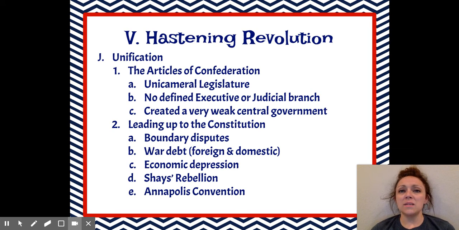War debt, foreign and domestic war debt. War costs a lot of money, people, and the federal government had no authority to tax, so they had no authority to generate money, so they couldn't pay their debts. That led to an economic depression.